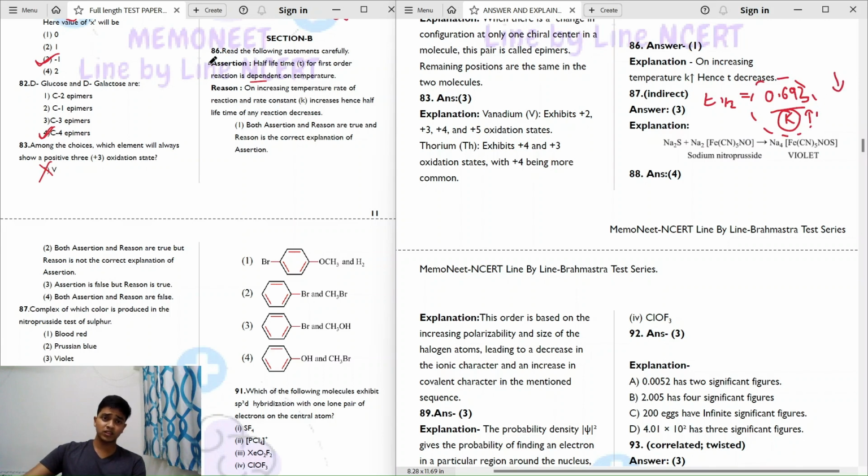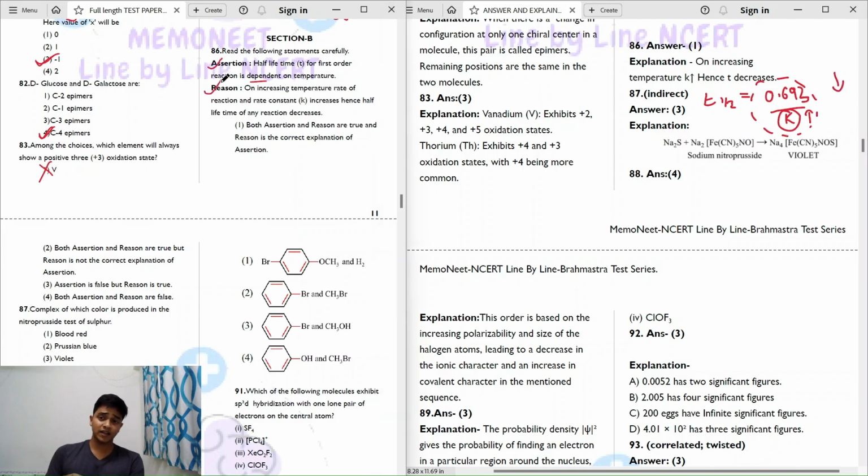Okay, so both the assertion and reasoning statements are correct, and they give us the correct answer as statement 1, because the reason also explains the assertion. So assertion and reasoning both are true, and the reason is the correct explanation of the assertion.